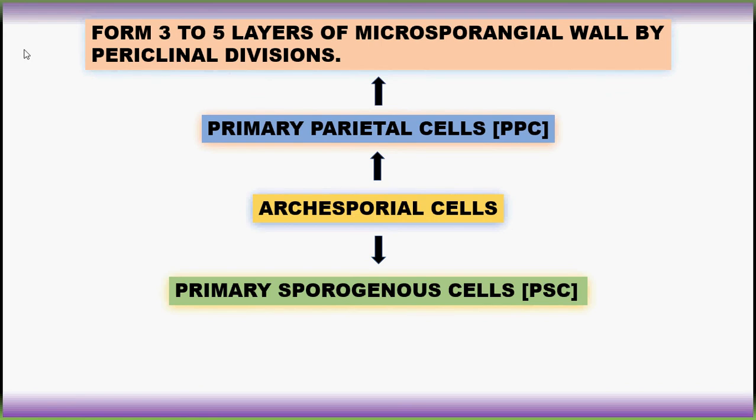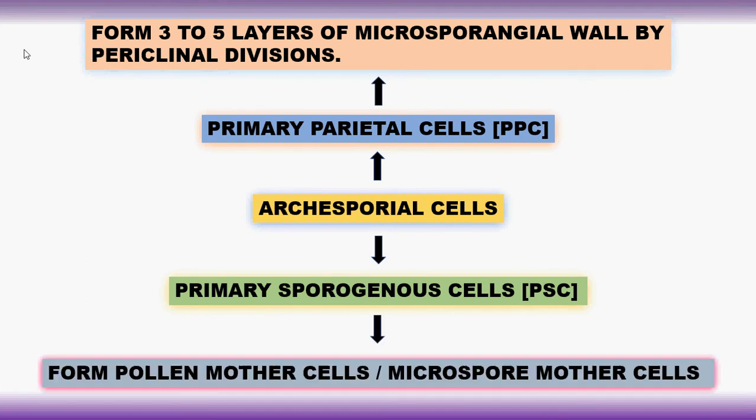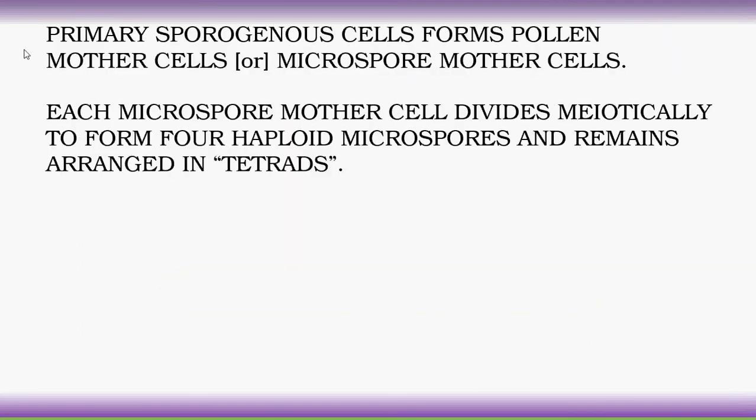And the cells which are produced towards the inside are called primary sporogenous cells. These primary sporogenous cells differentiate to form pollen mother cells or microspore mother cells. These microspore mother cells are involved in microsporogenesis. So let's see. Each microspore mother cell divides meiotically to form 4 haploid microspores or pollen grains, and they remain arranged in tetrads.